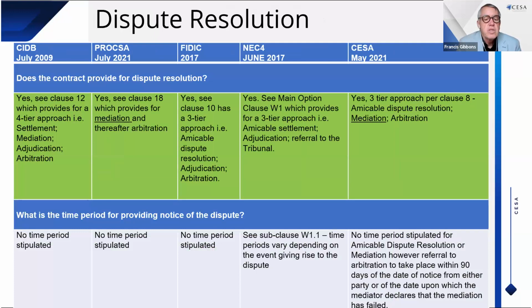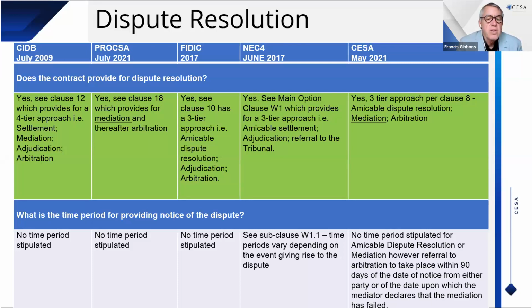Okay, dispute resolution. You need to be sure that there's a dispute resolution clause. In CIDB, there's a 4-tier approach: settlement, which I read as amicable settlement, then mediation, adjudication, arbitration. PROXA is mediation and then arbitration. FIDIC is amicable dispute resolution, adjudication, then arbitration. NEC4 under the W1 option provides for a 3-tier approach: amicable settlement, adjudication, and then referral to the tribunal. And CESA is a 3-tier approach comprising amicable dispute resolution, mediation, and then arbitration.